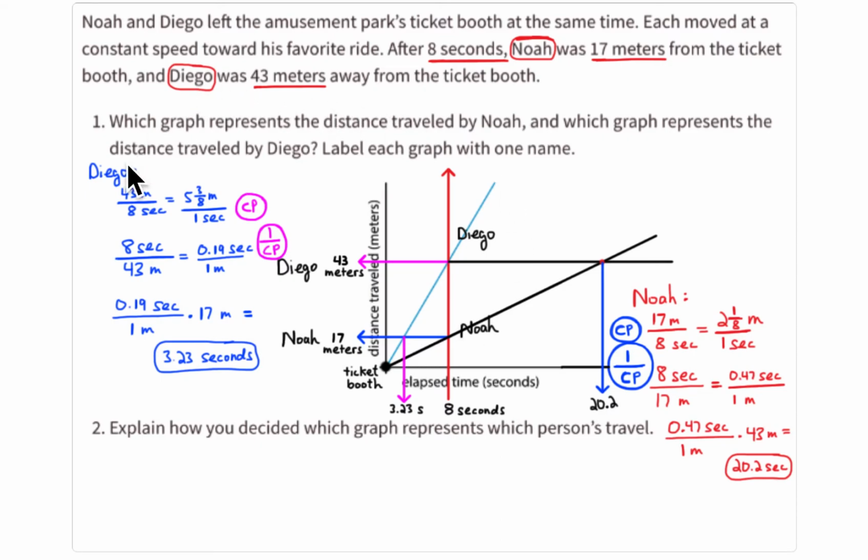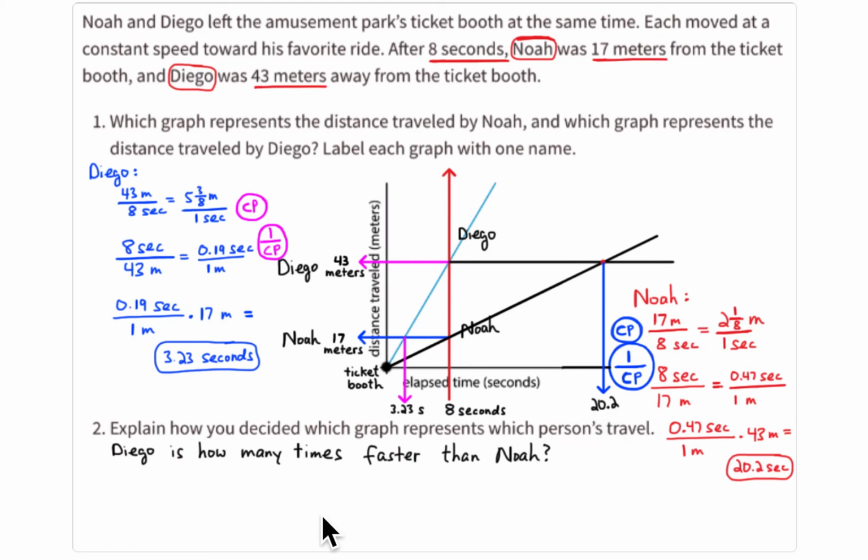Now, as you look at all these numbers, you start to see relationships. What's the relationship between 17 meters and 43 meters? What's the relationship between 3 and 23 hundredths seconds for Diego to travel 17 meters and 8 seconds for Noah to travel 17 meters? What's the relationship between Diego traveling 43 meters in 8 seconds and Noah traveling 43 meters in 20 and 2/10 seconds? Is there some number that is consistent in comparing all of those values?